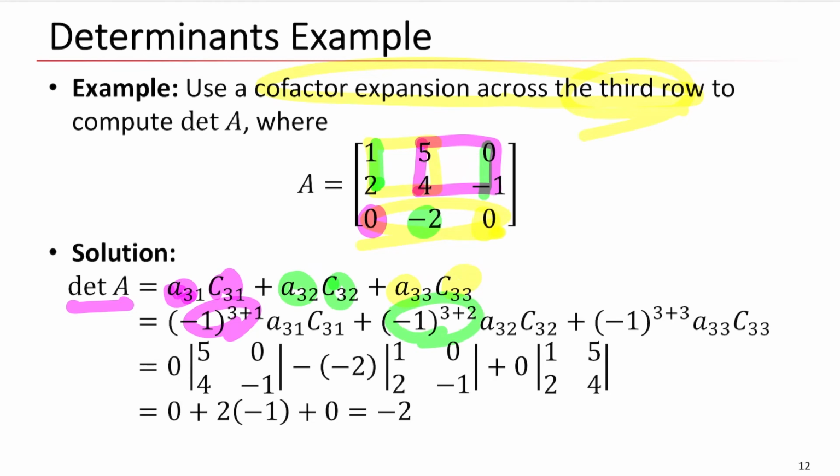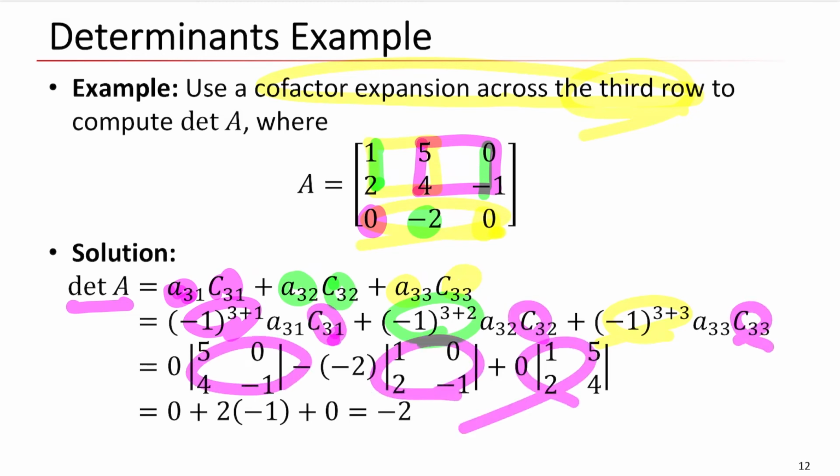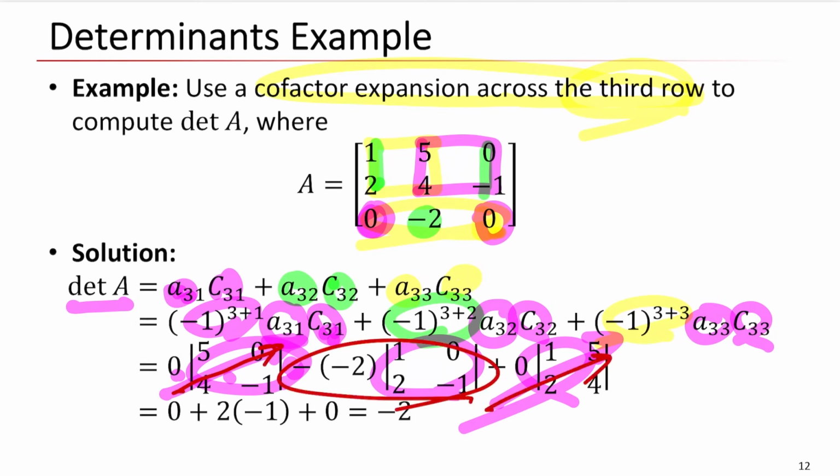Then the sign here is determined by position, right? Then we have to compute this one, something like this, right? But interestingly, a31 and a33 here are 0, right? So this term will be 0. Actually, we don't need to compute these because they are all 0. So we only need to compute this one, right? So this is -2.